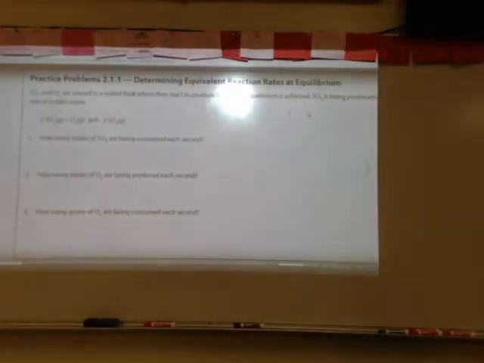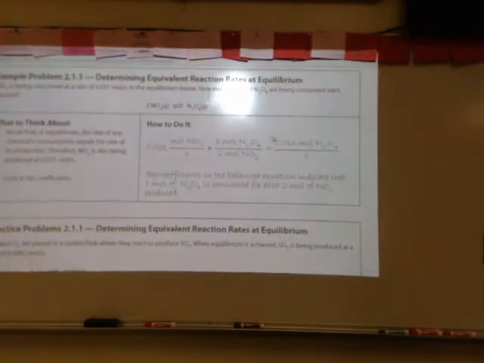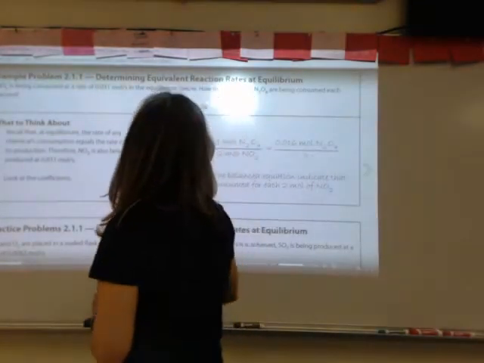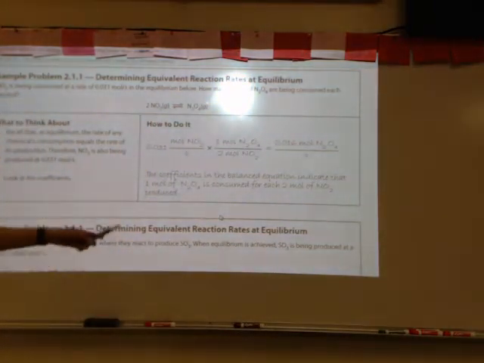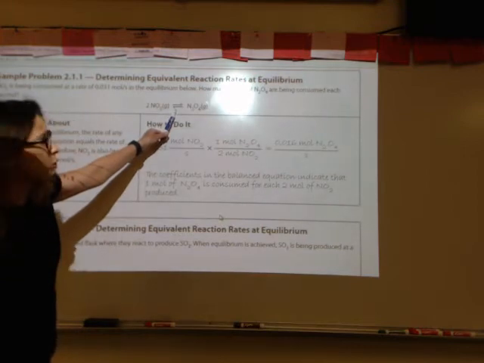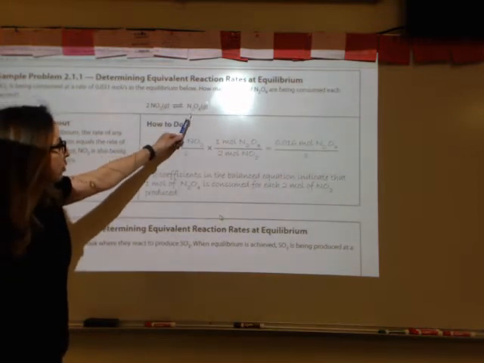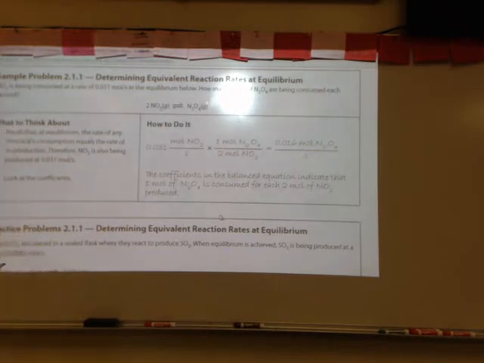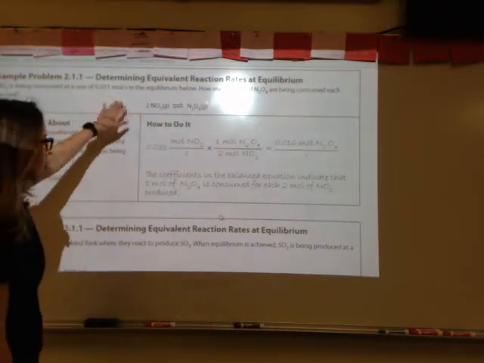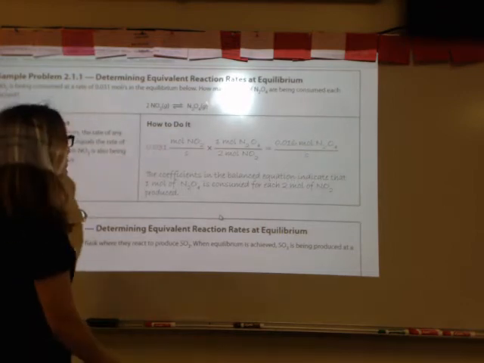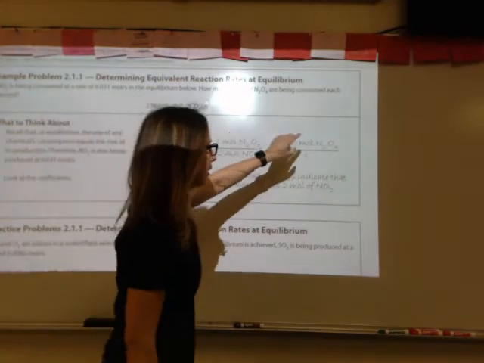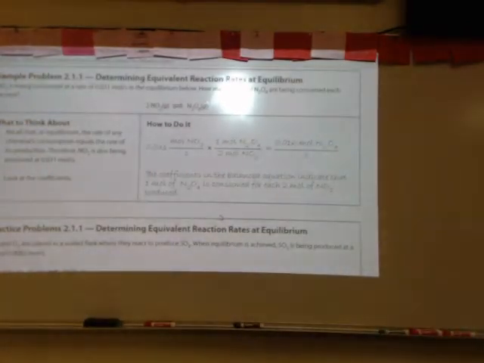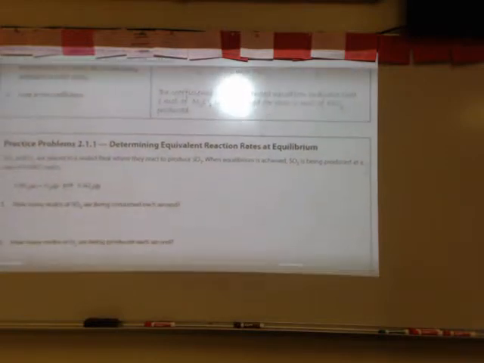So if you take a look here at this sample problem, it says nitrogen dioxide is being consumed at a rate of 0.031 moles per second in this equilibrium below. Equilibrium has double arrows in between the reactants and the products. How many moles of N2O4 are being consumed each second? Well, if this is moles per second, all I need to do is take that rate and then do a ratio from NO2 to N2O4 like they've done here using the coefficients to give me my consumption for N2O4 per second. We're going to do something like that here.